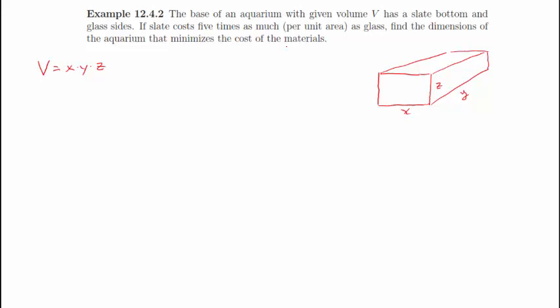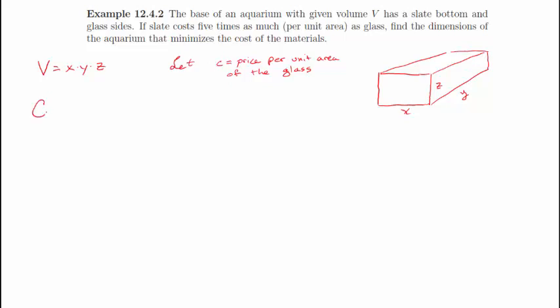Now what we want to do is minimize the cost of materials. So I need an equation for cost. And it has a slate bottom and glass sides. So we're going to assume that there's no top here. So the cost is going to be, well, we don't know the cost of the glass or the slate individually. So before I say a cost function, I want to say let c, little c, equal the price per unit area of the glass. So then we know that the slate is going to be 5 times c.